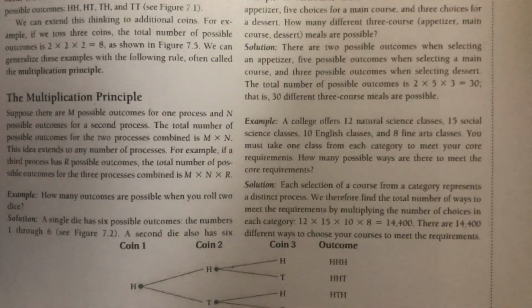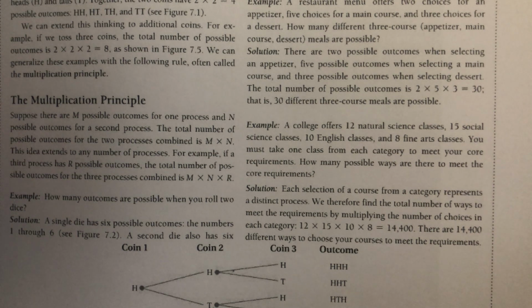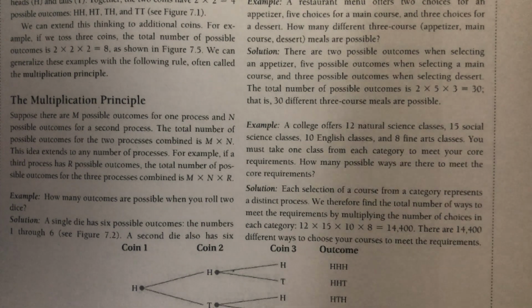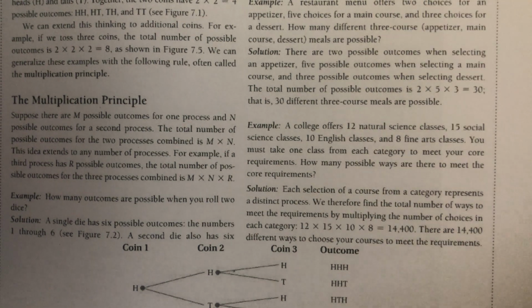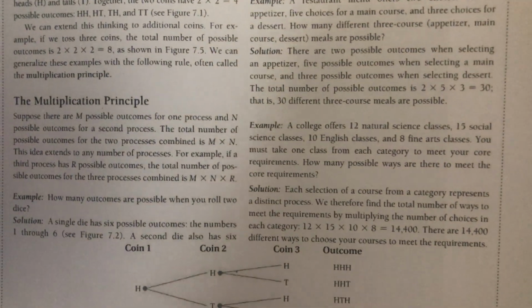If we have a college that offers 12 natural sciences, 15 social sciences, 10 English, and 8 fine art classes, and you are taking one of each category, we're just going to multiply. So 12 times 15 times 10 times 8 is 14,400 different ways that you can meet those requirements. So don't tell me that there's no class options that you want.